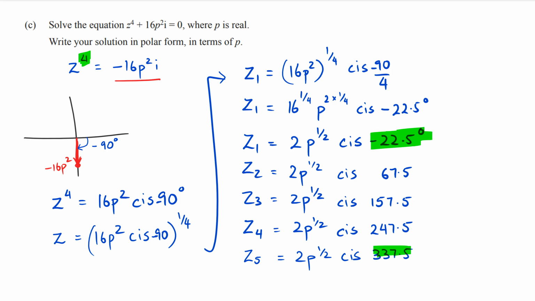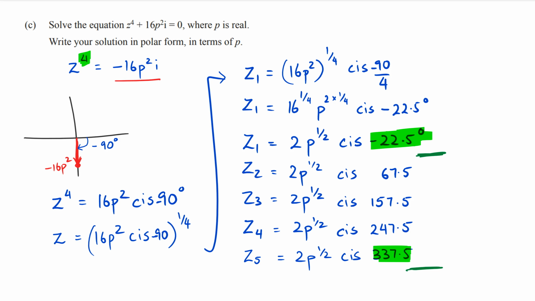337.5 and minus 22.5, they are the same answer. So you can see that the answers are actually repeating itself. So what I will say is this. You could leave the answer between negative 180 and positive 180, or you could leave your answer between 0 and 360. But as long as there are 4 different solutions, you're good to go.